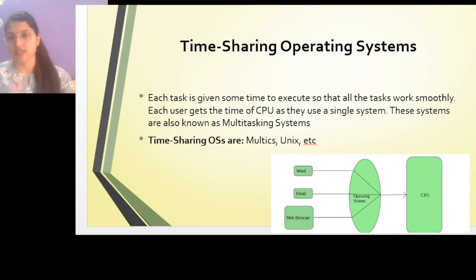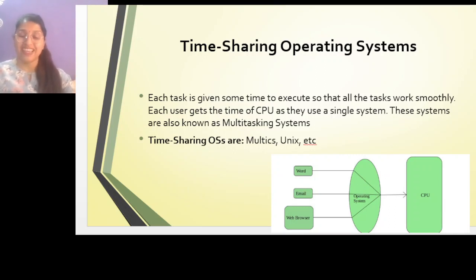From the diagram you can see that you have processes: a word processor, email and browser. They are executed in a sequential manner by the operating system. That is a time sharing operating system. So you will not experience any kind of delay because the switching is very quick.